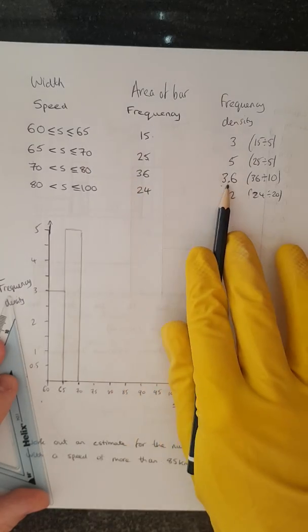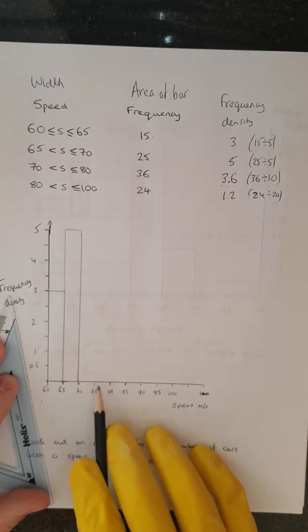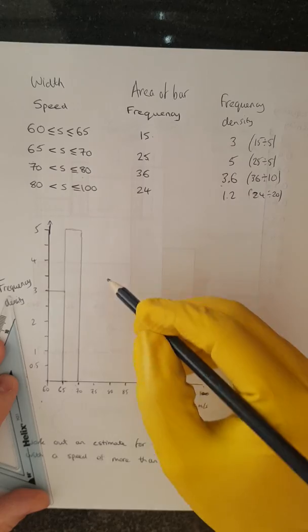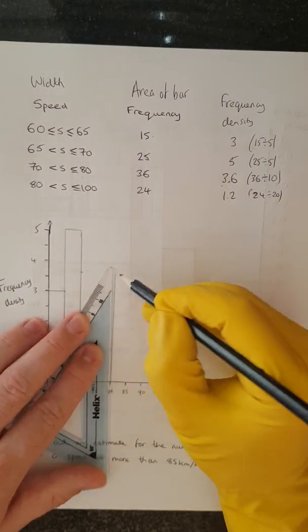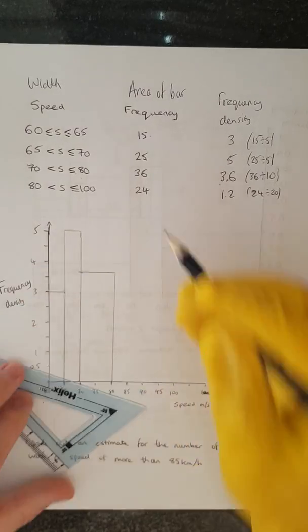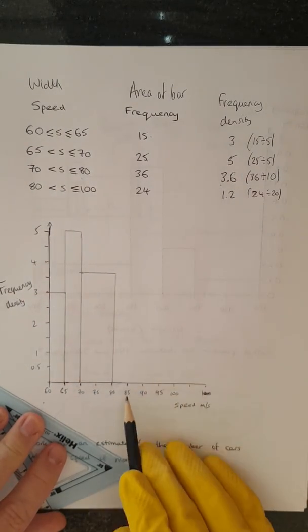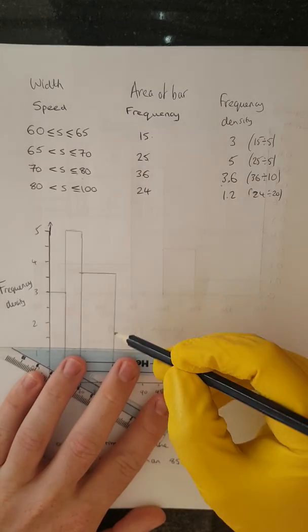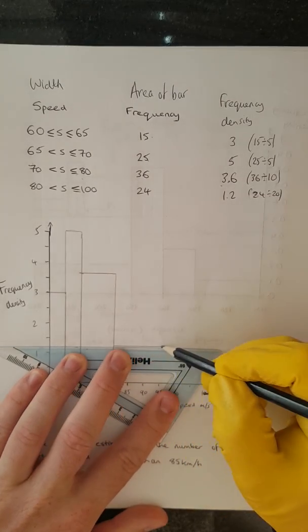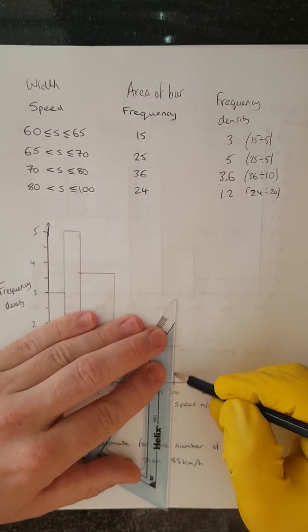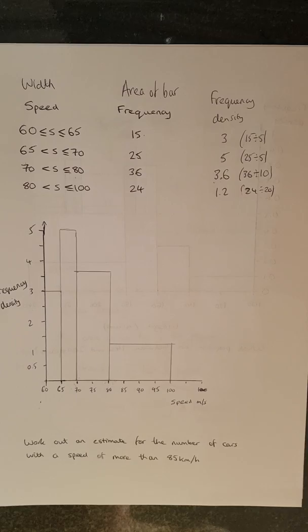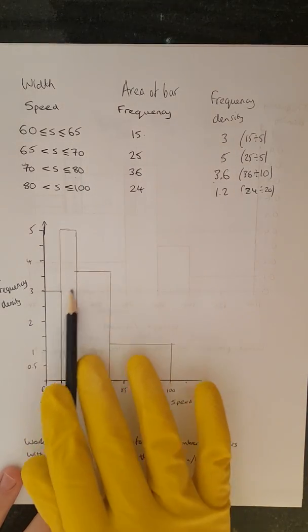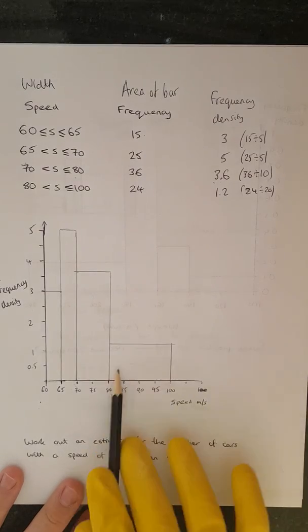The next one is 70 to 80. Watch out because it's 2 along the bottom here, and it's 3.6 tall. So there's 3.6. And then the last one, 80 to 100 is 1.2. So here's 1.2, and here's 100. So there is my histogram. You can see there's a lot of data in the middle and there's less data up here, and that's why they've grouped it together.